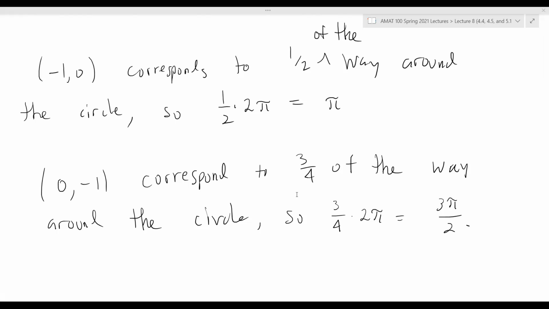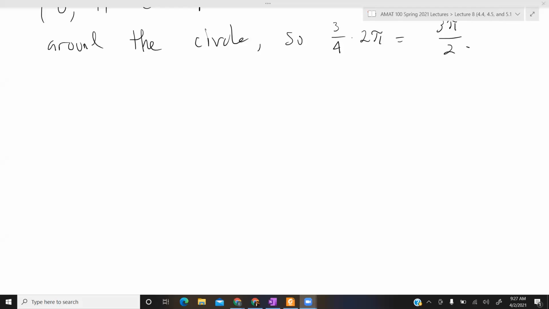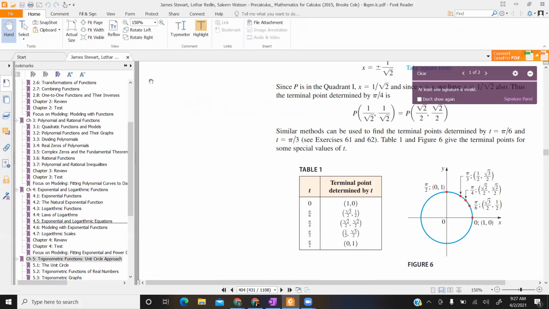So before we do that though, let's look at some more of these values. So I gotta stop sharing my screen, hold on. Let's look at more points on the unit circle, sorry.